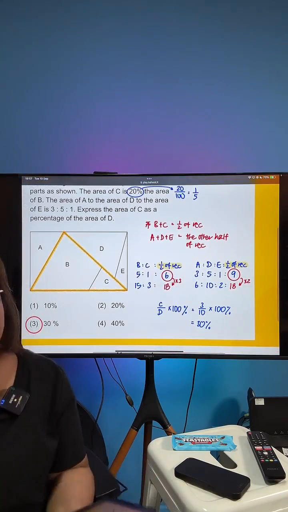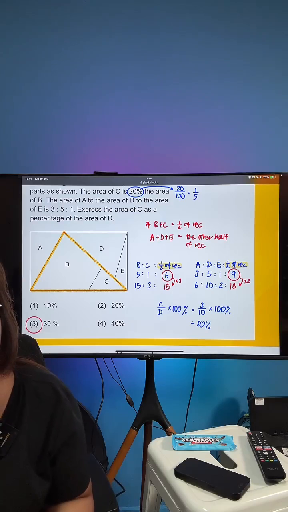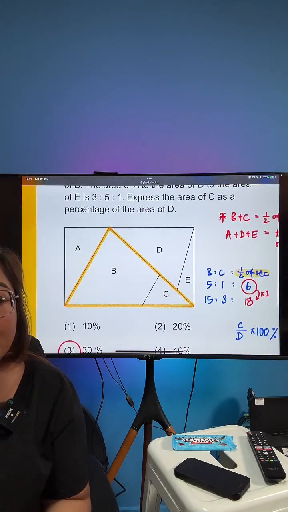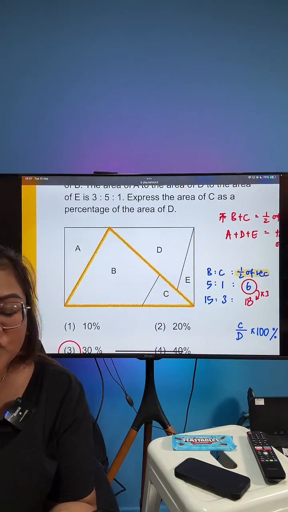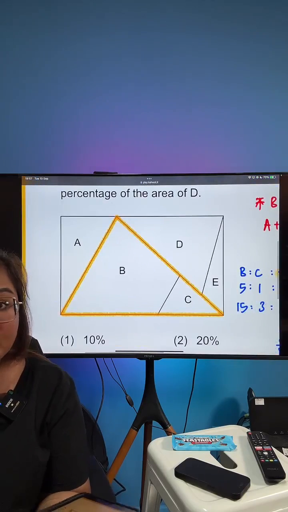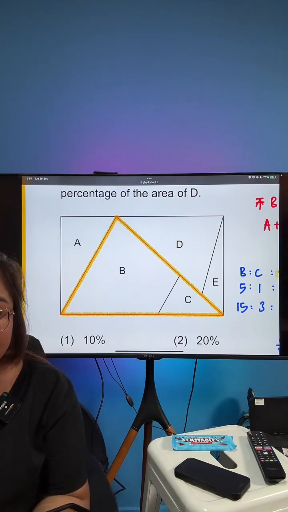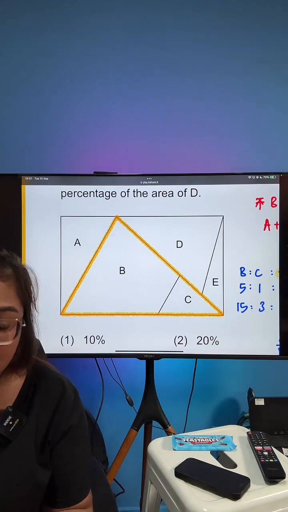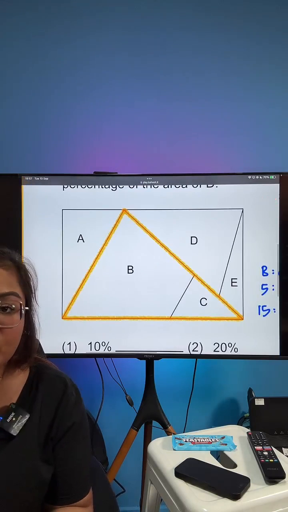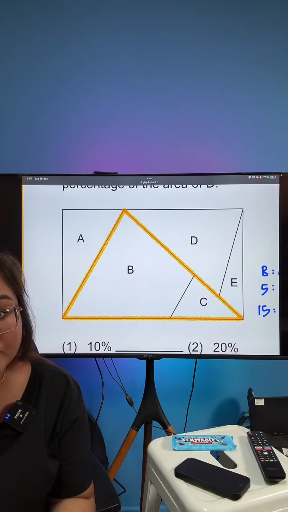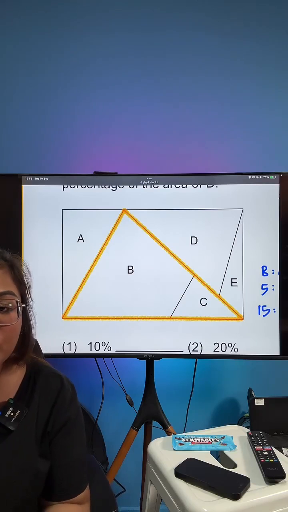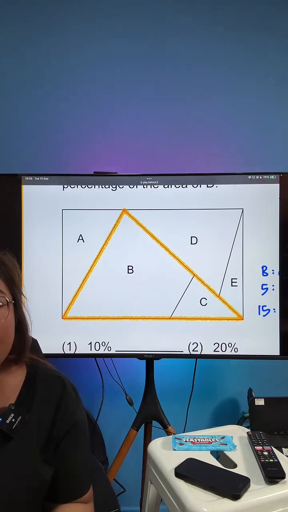And that is how we got the answer as 30%, okay? How I know B and C is half of the figure is because B and C take up the triangle that is highlighted here. And this triangle that is highlighted is half of the rectangle because the base is the length of the rectangle, the height is the breadth of the rectangle. So B and C is a triangle enclosed within a rectangle. The area will automatically be half of it.